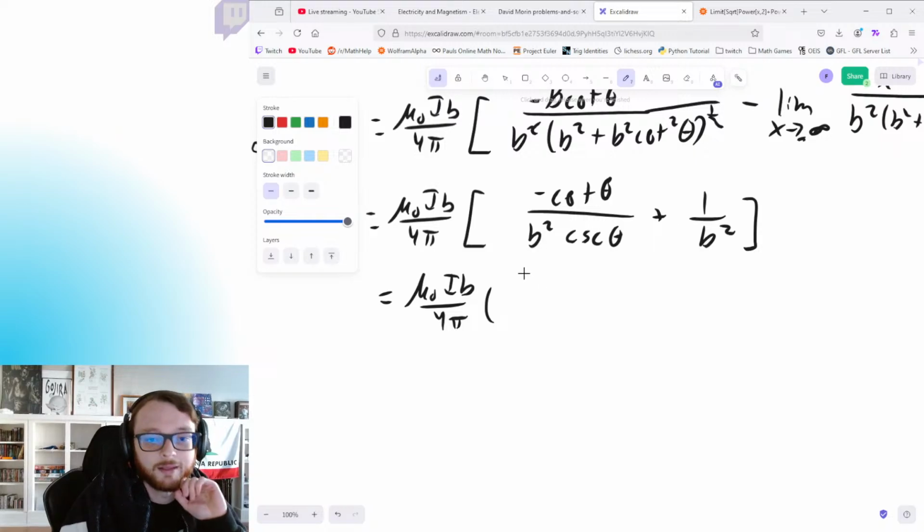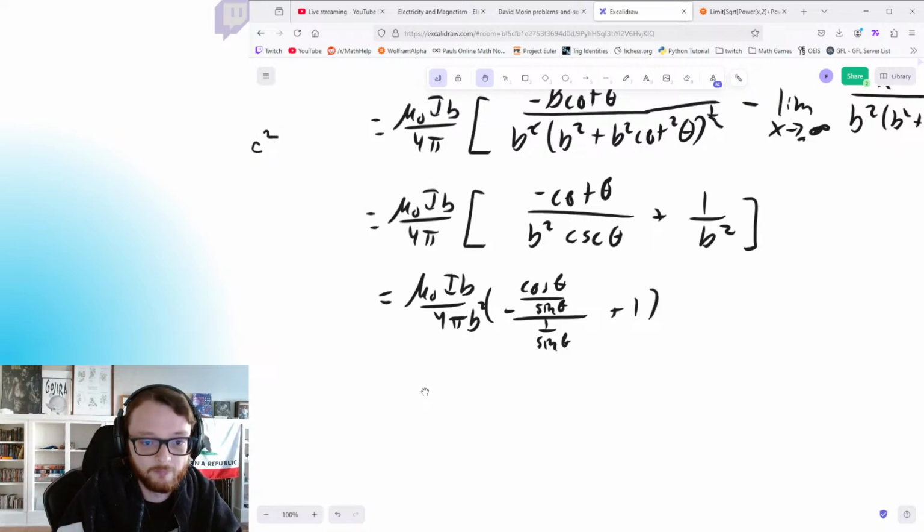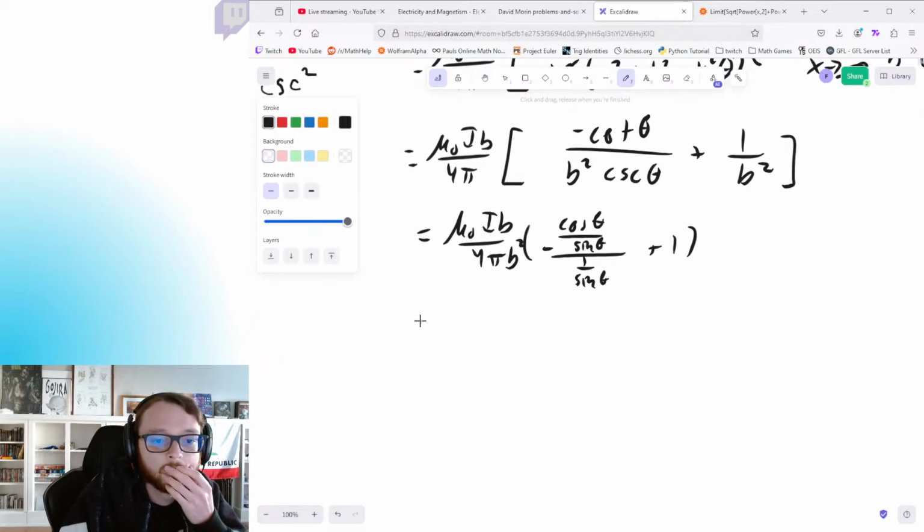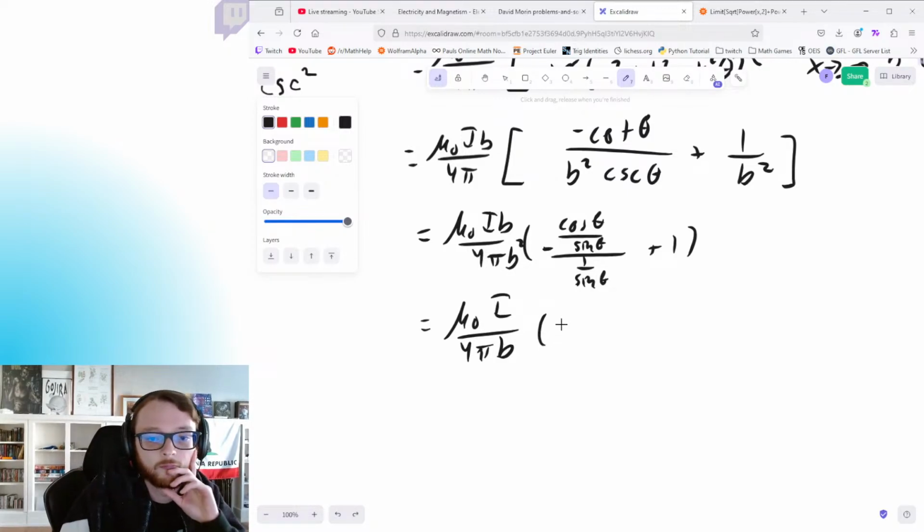I can't untangle the cotangent and cosecant in my head. B squared comes outside, cosine over sine over 1 over sine. It's just cosine, I think. Oh yeah, you're right. Negative. Oh, and it's b on the top as well, so that can cancel. Cosine. And there's a 1.